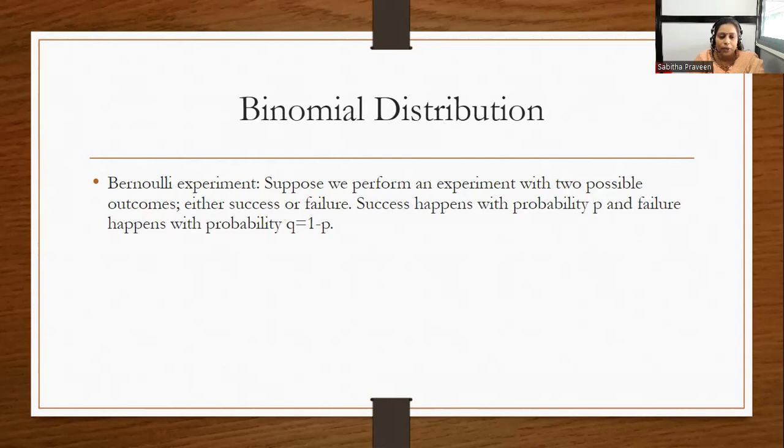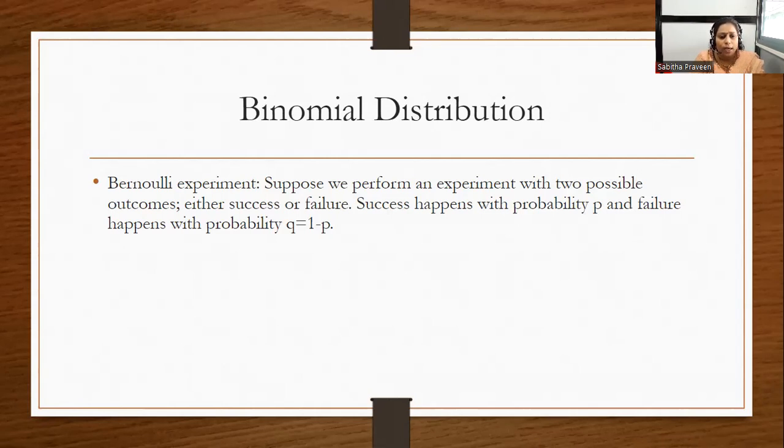For example, if you are tossing a coin and we assume the random variable X denotes getting a head, then after tossing the coin, if we get a head, we consider that a success. Otherwise, it is a failure. Another example: if you are throwing a dice, and the random variable denotes getting an even number, it is a success. Obviously, if you get an odd number, it is a failure.